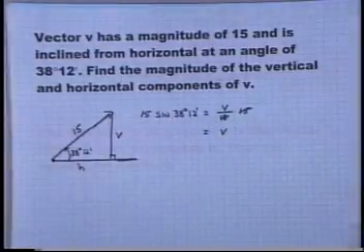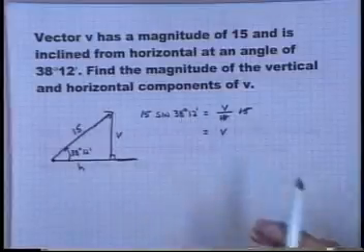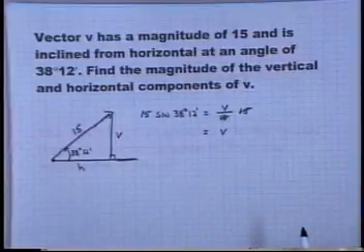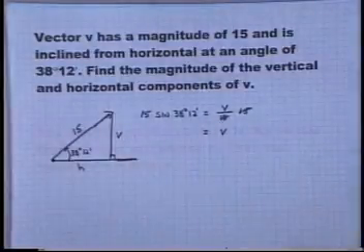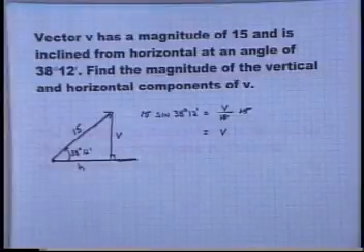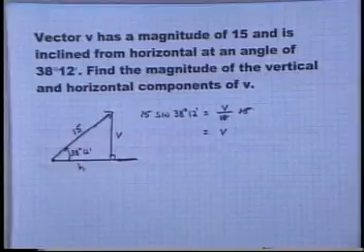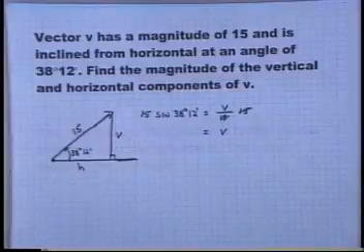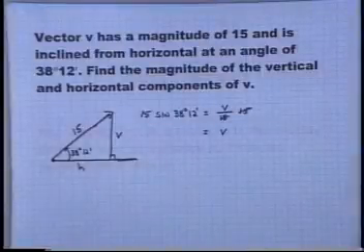Now recall that you need to convert from degrees and minutes into decimal degrees in order to find on your calculator the sine of that. Many of you have calculators that will do that conversion automatically. Mine will, so I'm simply going to key this in, 15 times the sine, and now I'll use my conversion key, 38 degrees 12 minutes, which turns out to be 38.2 degrees if you're doing that conversion separately.